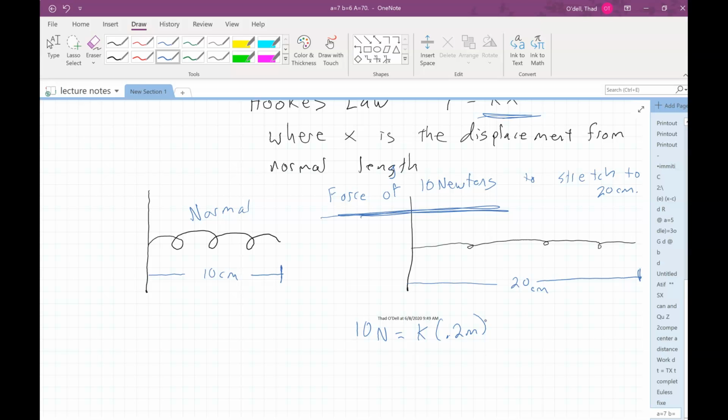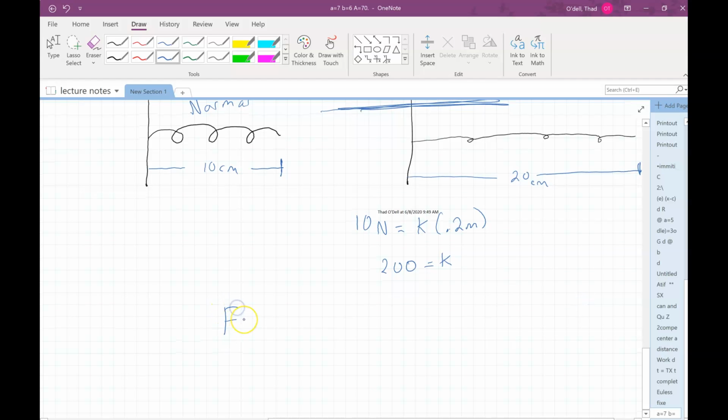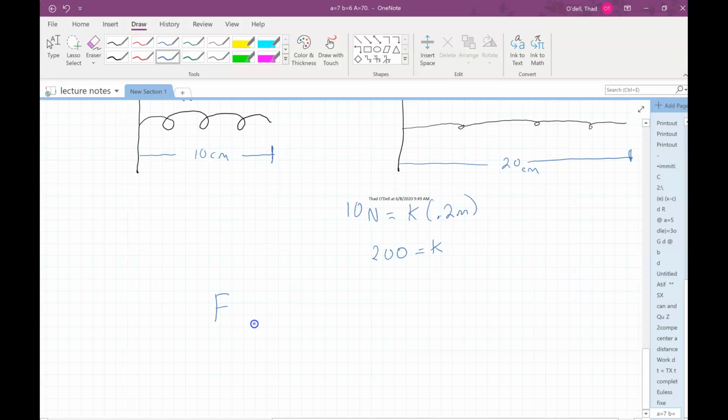So if we divide 10 by 0.2, we get 200. So my spring constant in this case is 200. That means the force required to stretch this spring is always going to be equal to 200 times the displacement, how far I want to displace it.